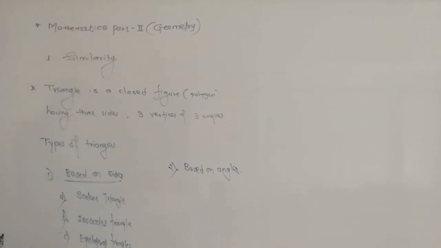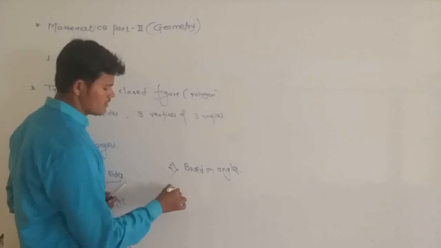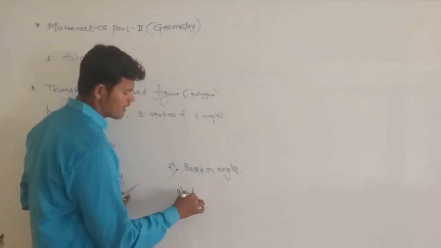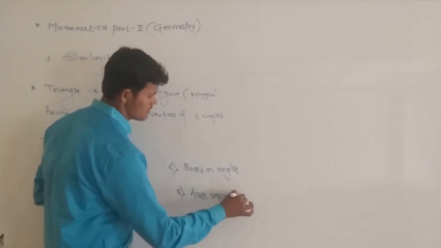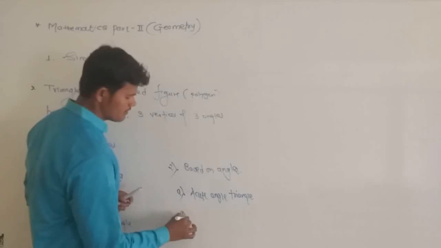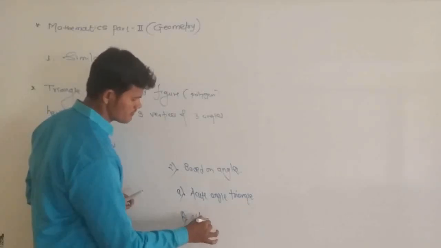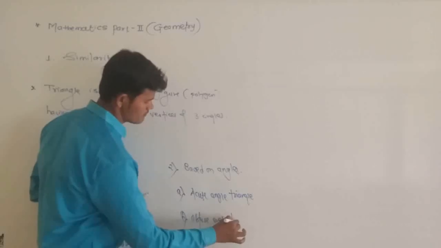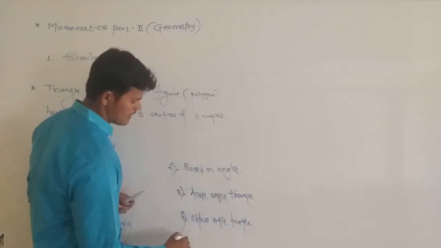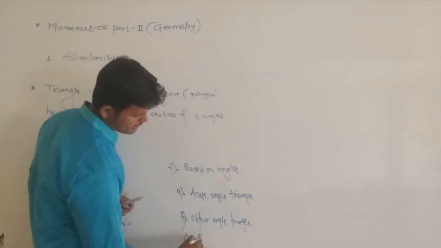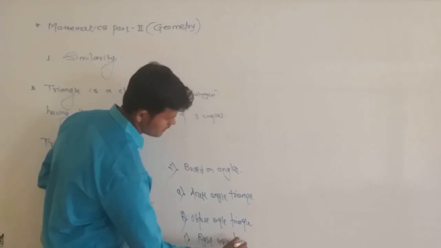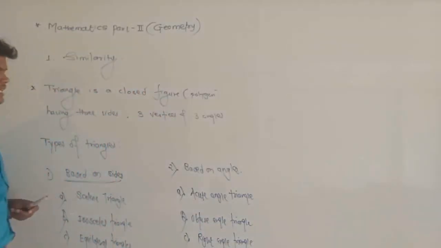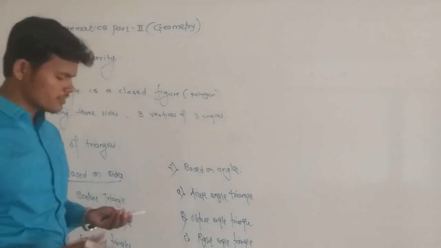And based on angles, there are also three types. First one, acute angle triangle. Second one, obtuse angle triangle. And last one, that is right angle triangle. So total there are six types of triangles. First three which are based on sides and another three which are based on angles.